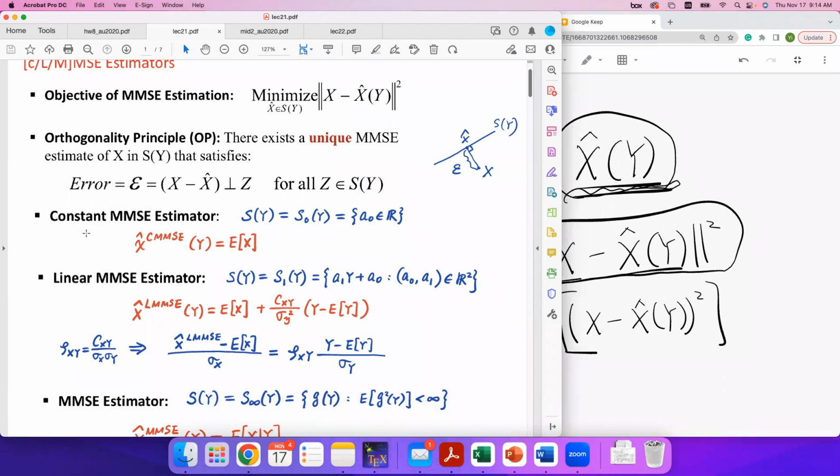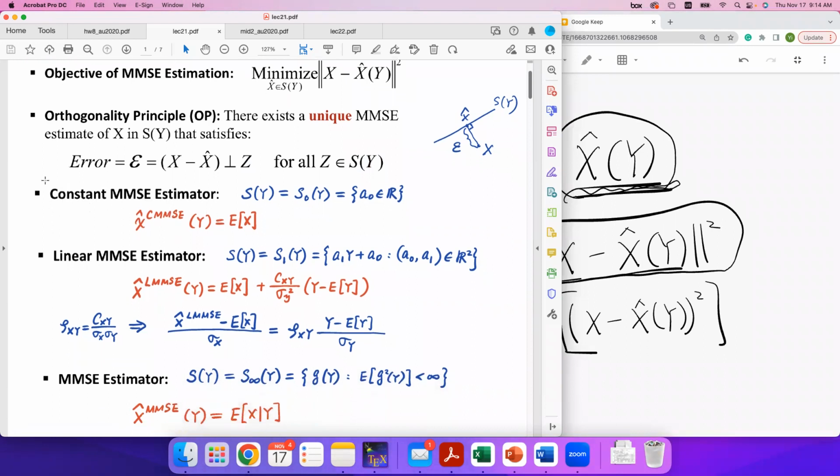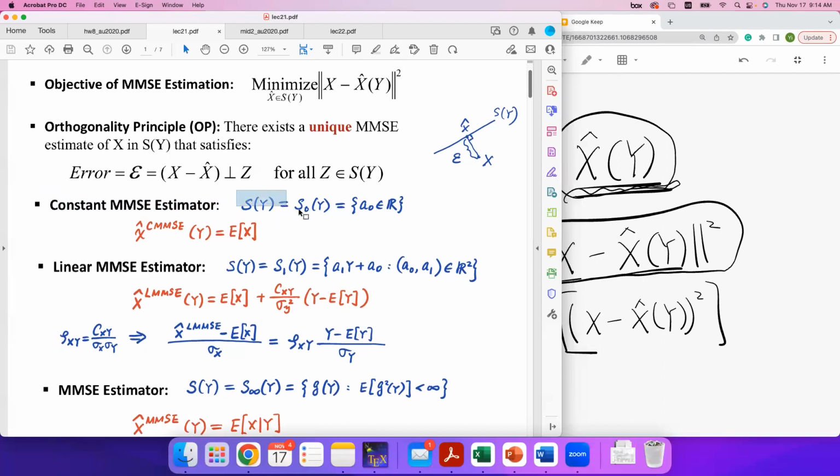Based on this principle, we derived these three MMSE estimators for three different classes of estimators. The first one is called the constant MMSE estimator, where the corresponding estimation class is constant estimation. If we want to perform constant estimation, then by leveraging this orthogonality principle, we can derive that the best estimator is the expectation of your underlying random variable x.